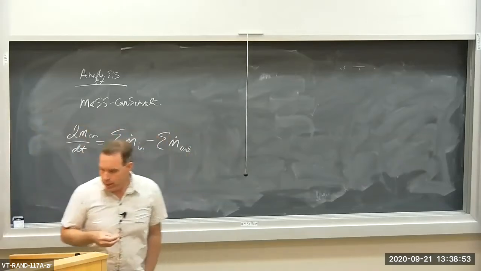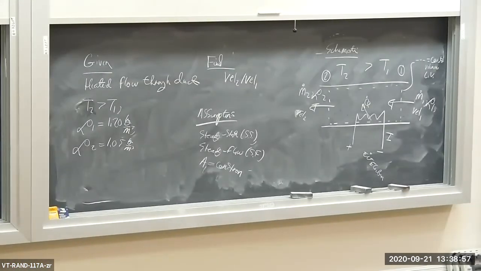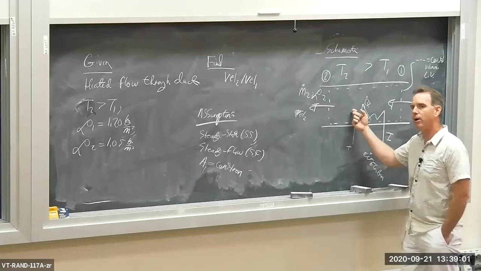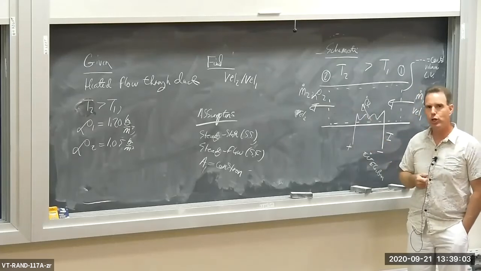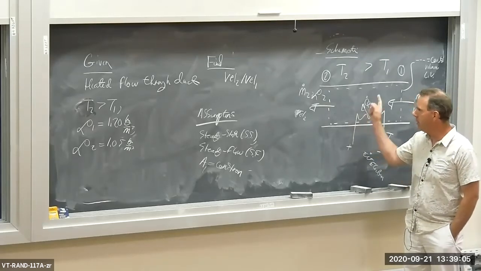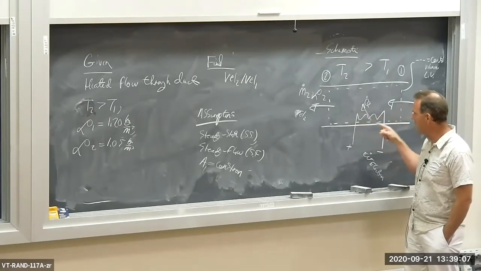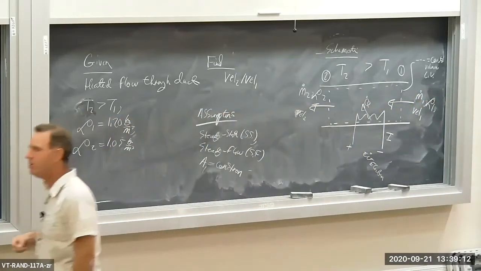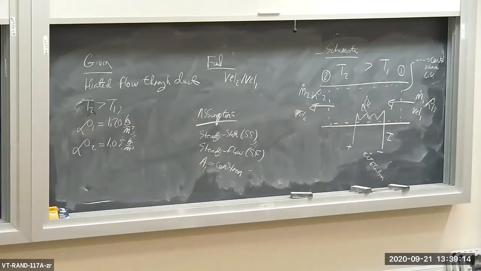Now, steady state, steady flow. Nothing varies in time. Steady state means the amount of mass is not changing within the control volume. So there's a certain amount of mass inside my duct. It's not going up or down. That's what steady state refers to. No changes with respect to time.